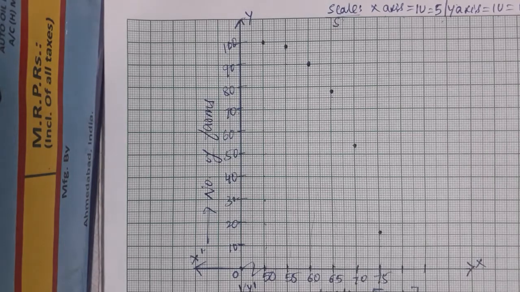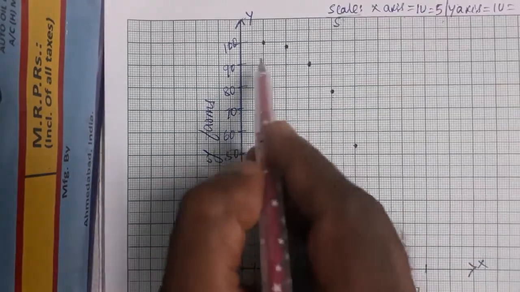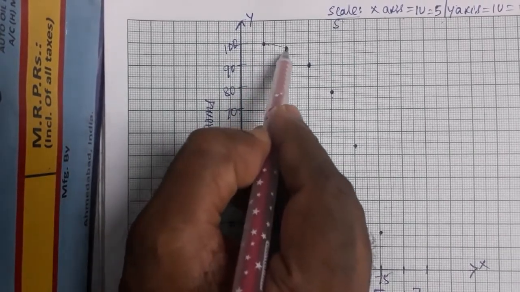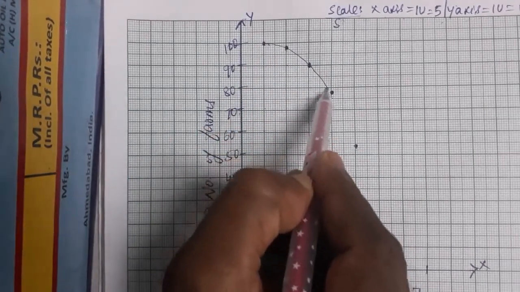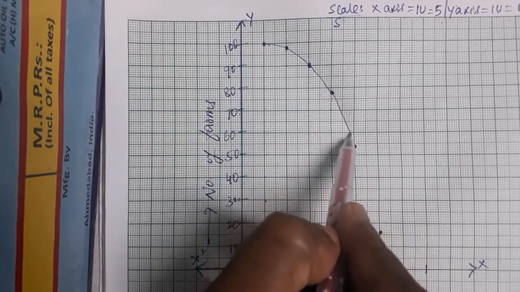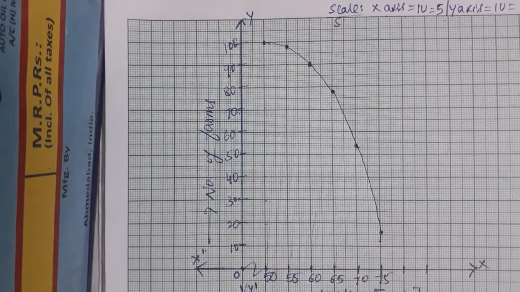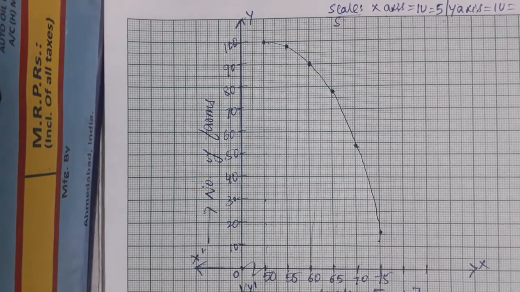Okay, now you got all the points. A smooth curve. Join all the points with a smooth curve. No need of scale. So you got the OG of more than type.